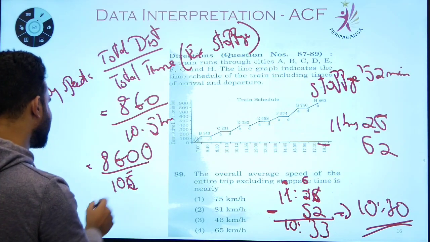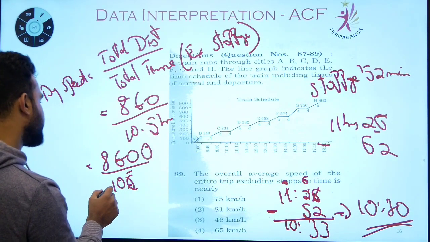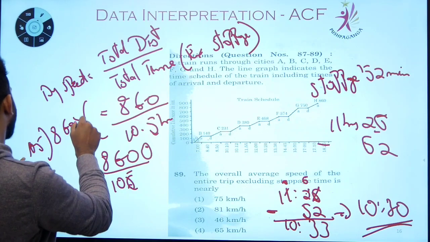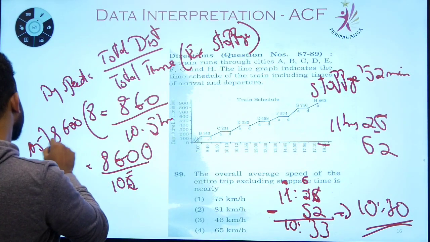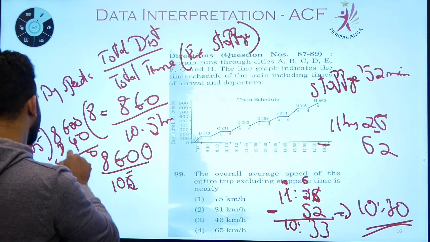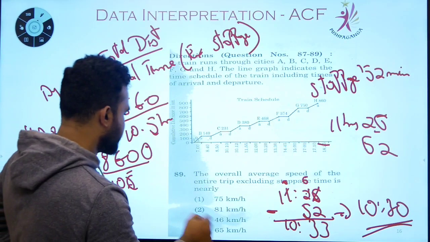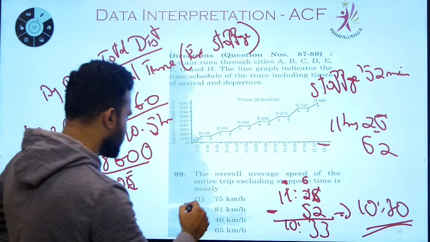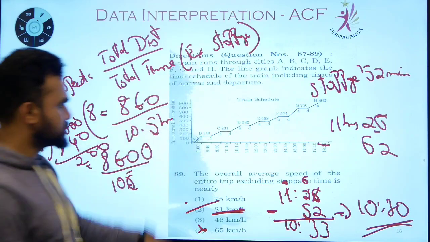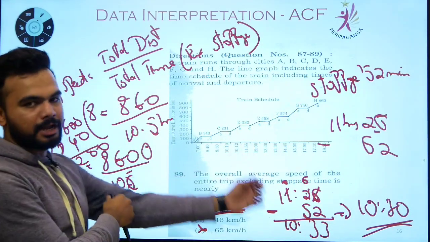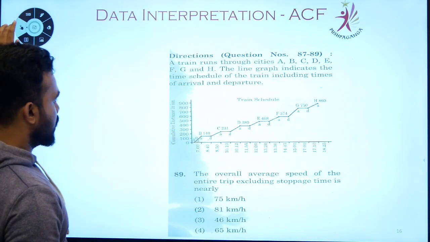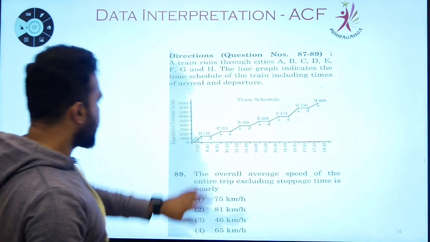So we divide 8600 by 105. 105 times 8 is 840, leaving 20, and we go on again. So the nearest answer will be 81.45 kilometers per hour, because the distance is expressed in kilometers and the time in hours. So the final answer is approximately 81 kilometers per hour. This is the value for this question.